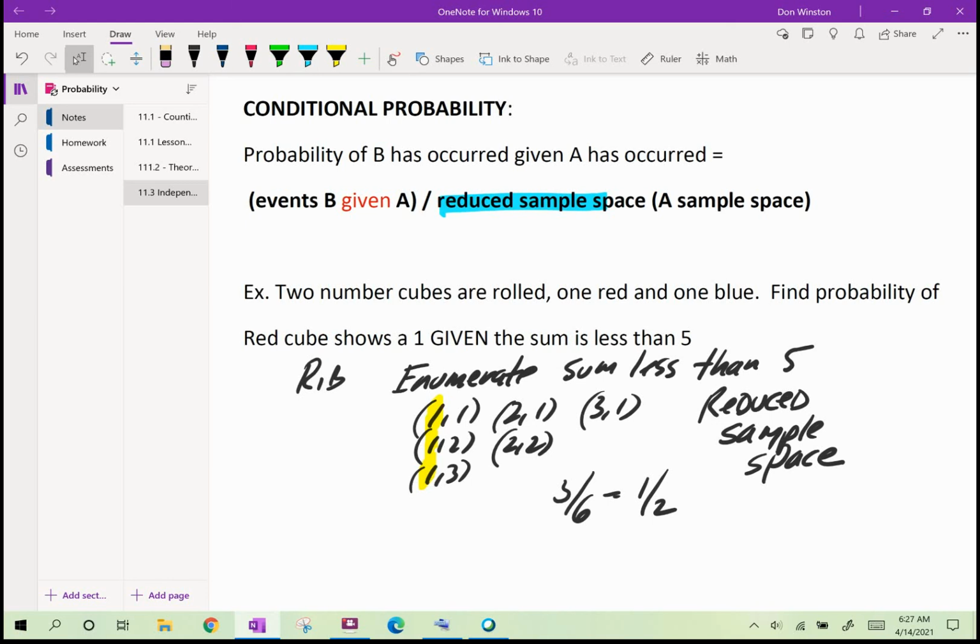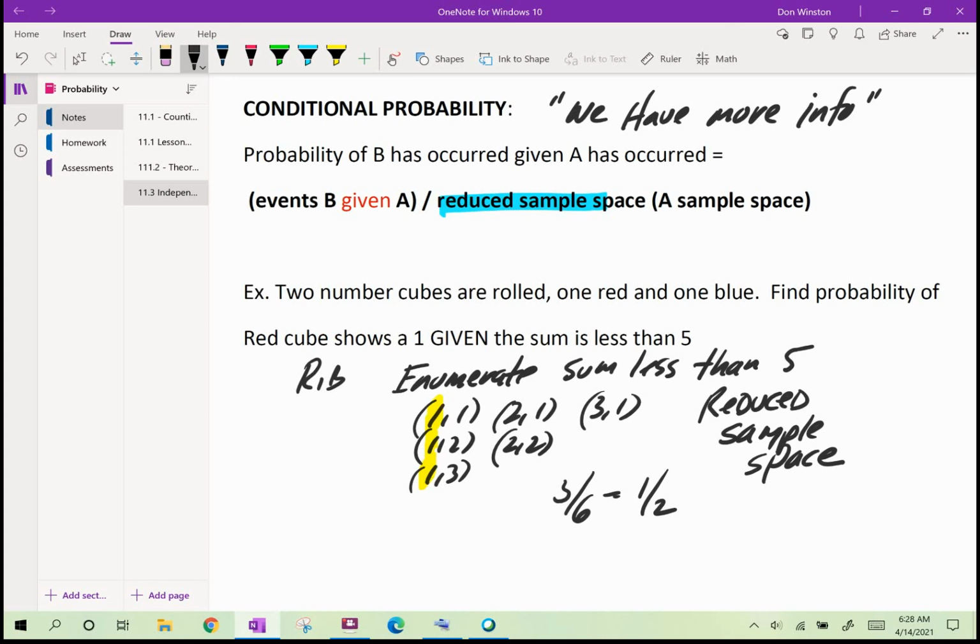Two number cubes are rolled, one red and one blue. Find the probability that the red cube shows a 1 given the sum is less than 5. So we have more information here. I like to say with conditional probability, we have more information. Now we know that the sum is less than 5, so that would be my reduced sample space.